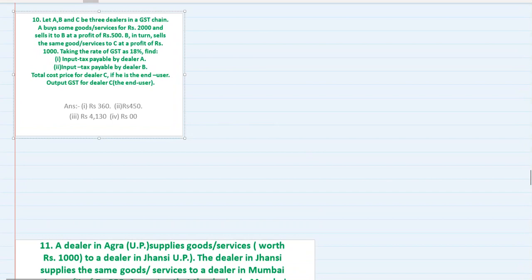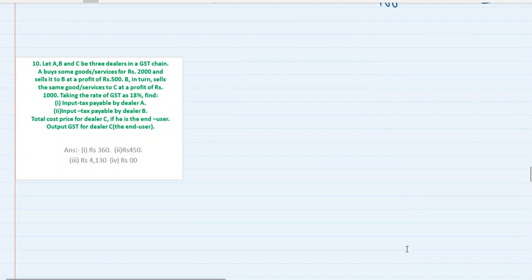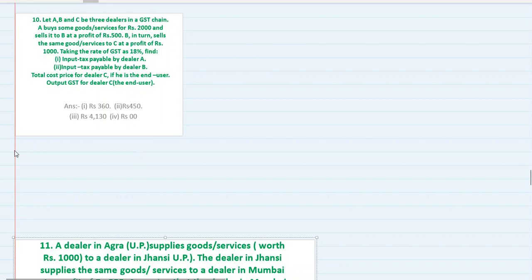Okay, there is little less space, but it's okay. Yeah. Let A, B, and C be three dealers in a GST chain. A buys some goods or services for rupees 2,000 and sells it to B at a profit of 500. B in turn sells the same goods or services to C at a profit of 1,000. Taking the rate of GST as 18%, find the input tax payable by dealer A, input tax payable by dealer B.